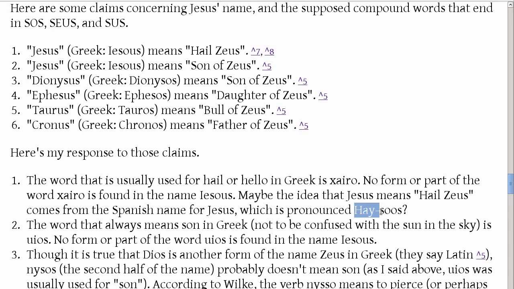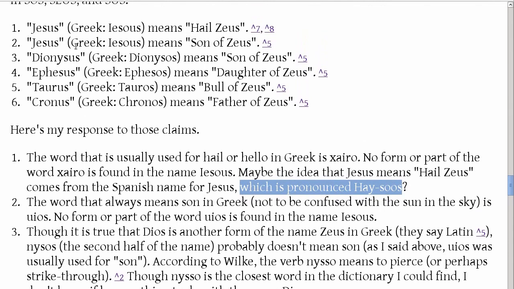So it seems kind of silly for anyone to come to the conclusion that Jesus means Hail Zeus because in Spanish you pronounce it Jesus. But if that's the way it is, then that's the way it is. And this is the best conclusion I know of why anyone would think that Jesus means Hail Zeus, unless they just threw a dart at a board to figure out what the meaning of it was. This is the best conclusion I can come to.